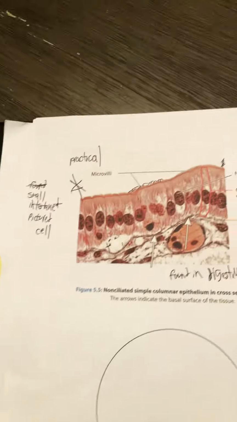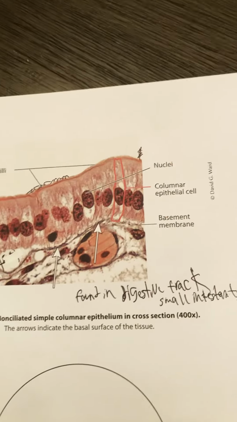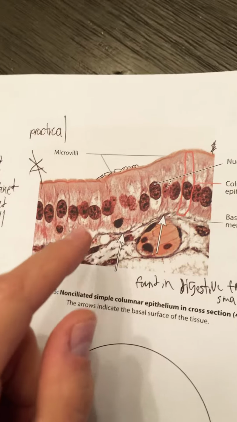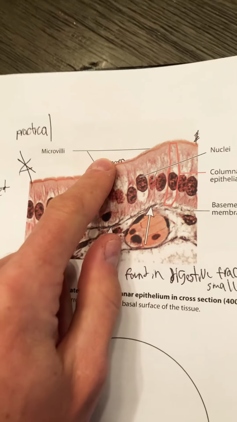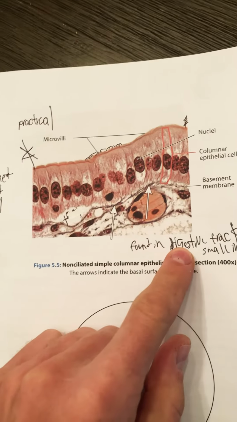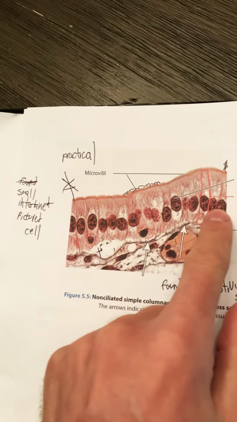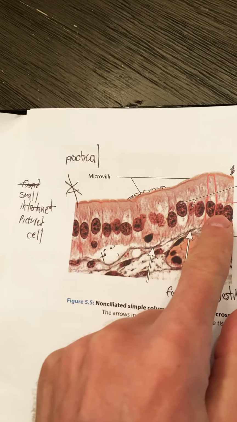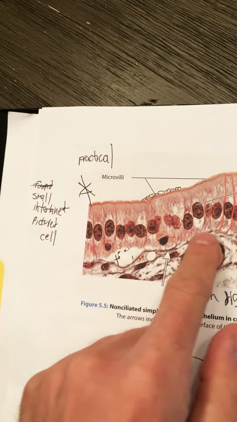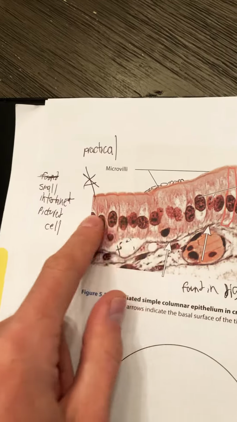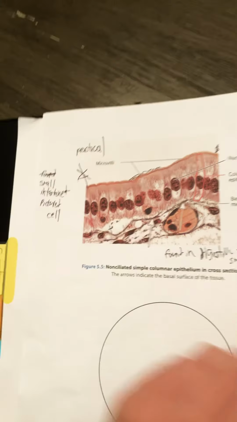Here this is non-ciliated, simple columnar epithelial tissue. The reason it's non-ciliated is because you have microvilli here, so this would be found in the digestive tract. So simple columnar, they're in a line. Now remember I said pseudo-stratified is false. So these are all in a line here, simple columnar. So we're going to get to that in a second.